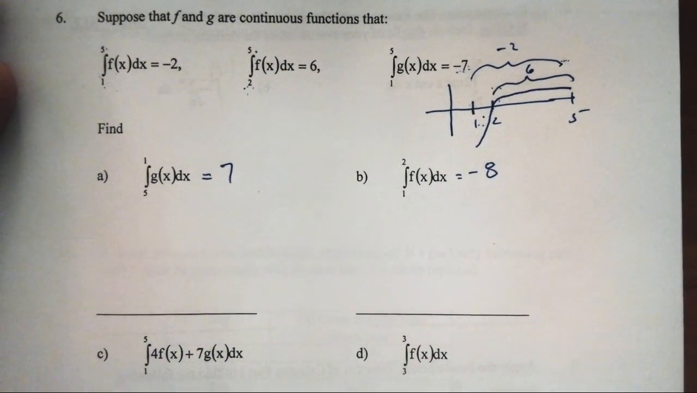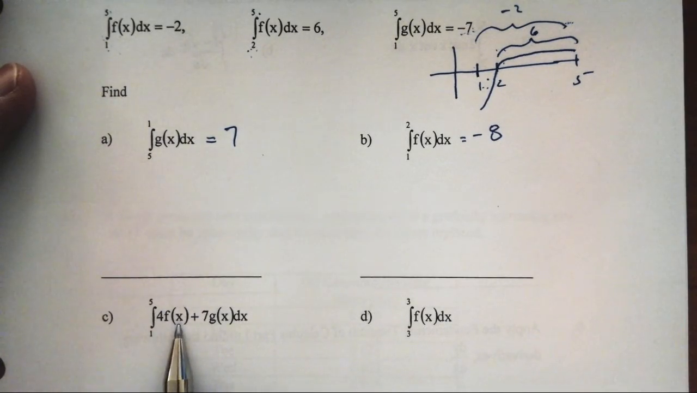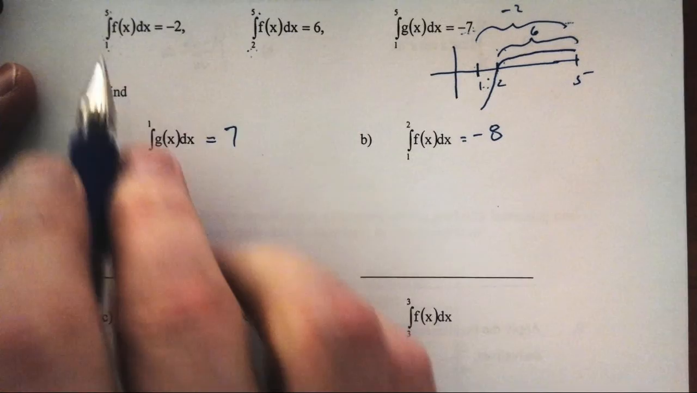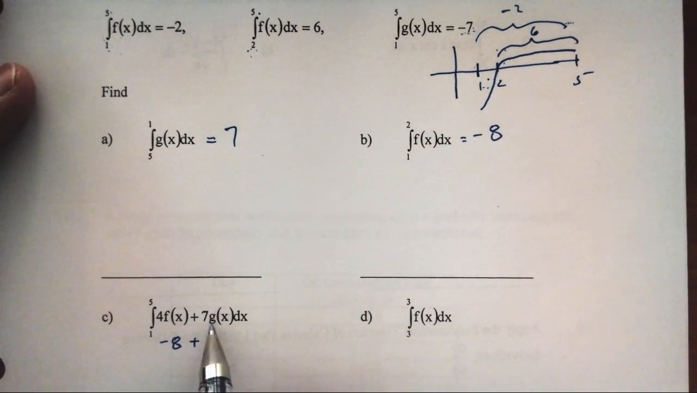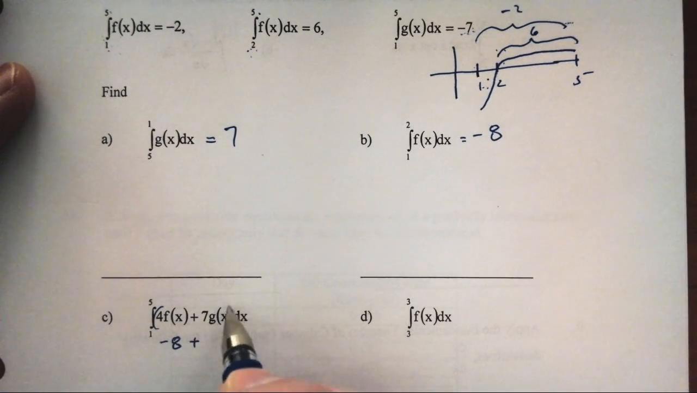Okay, then, we can still see our integrals up above. 4 times the integral of f from 1 to 5 would be negative 8, plus 7 times the integral of g from 1 to 5. Truthfully, there should be parentheses around all of this.